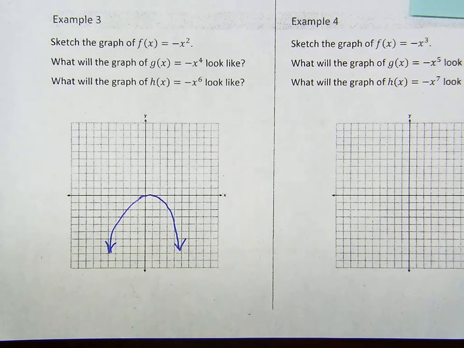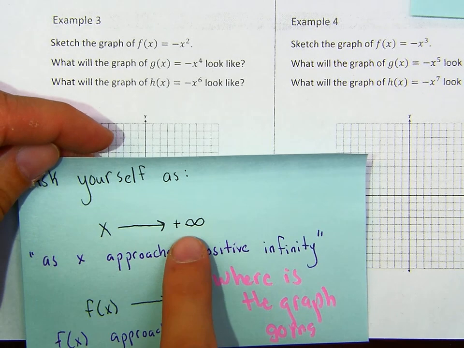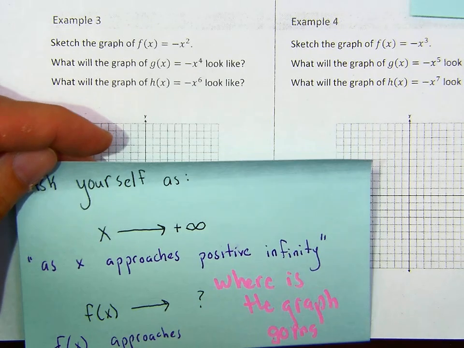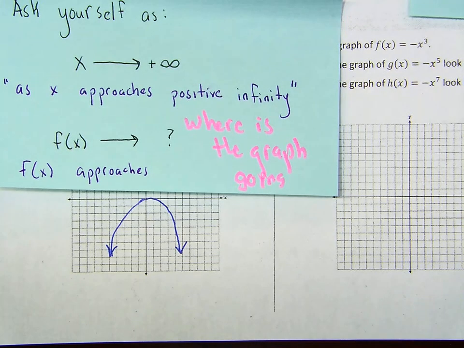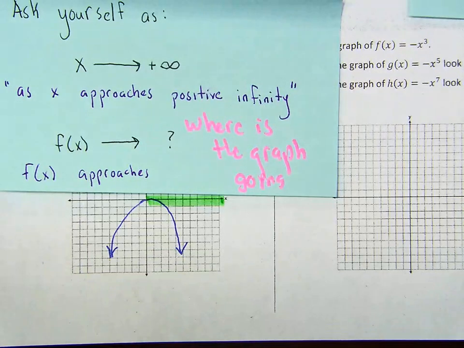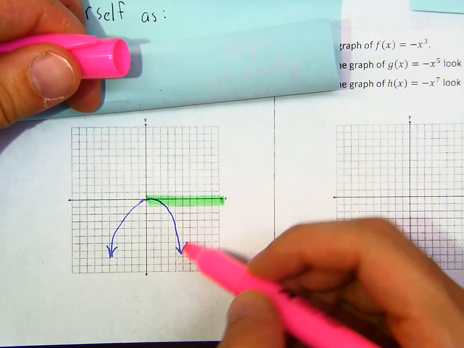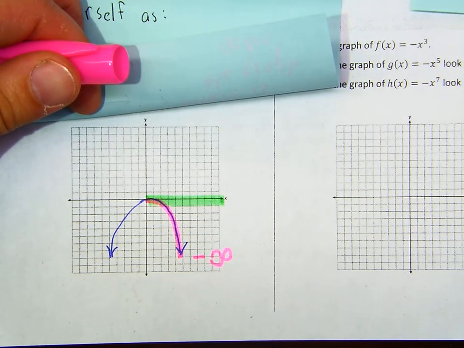So let's ask ourselves this question. As x is going to positive infinity, or as x approaches positive infinity, where is f of x approaching? So let's just do that right here. As x is going to positive infinity, so I'm going this way, where is my graph going? Is it going up or is it going down? Here, notice it's going to negative infinity, this arrow over here, okay?